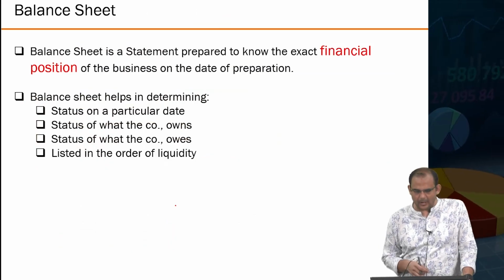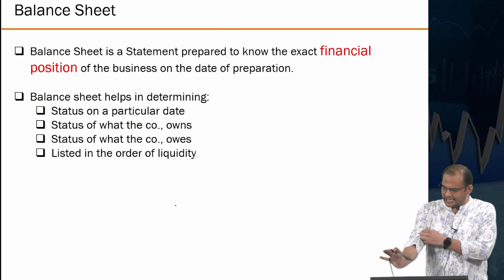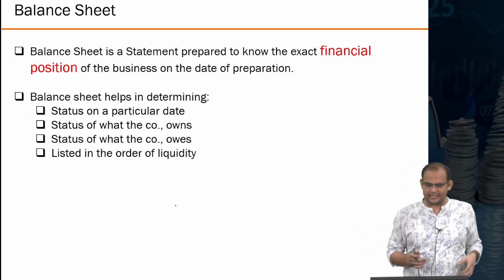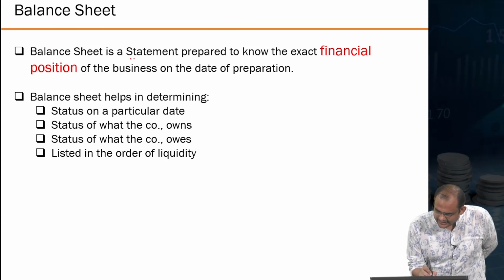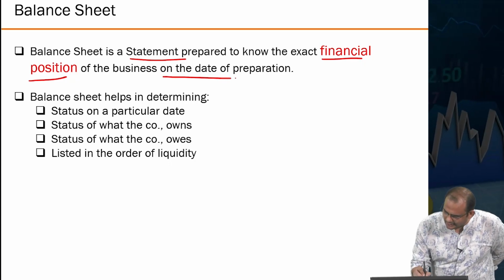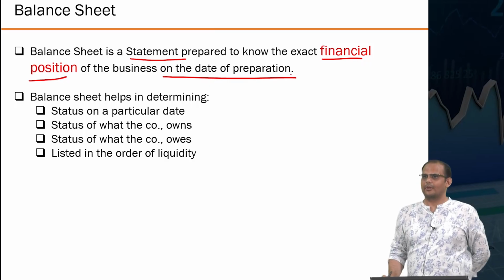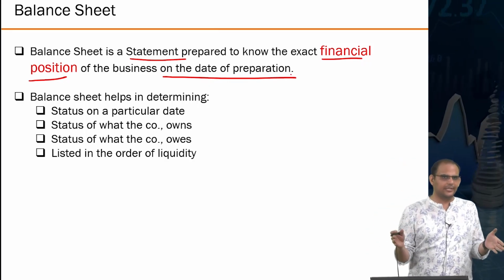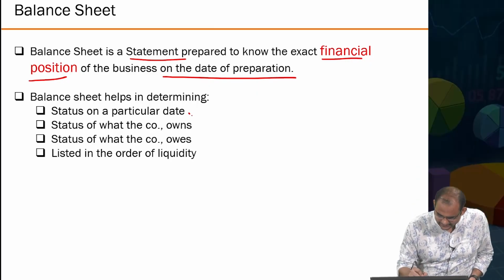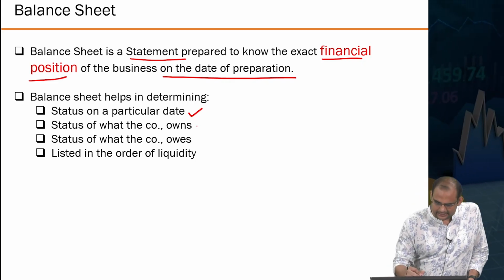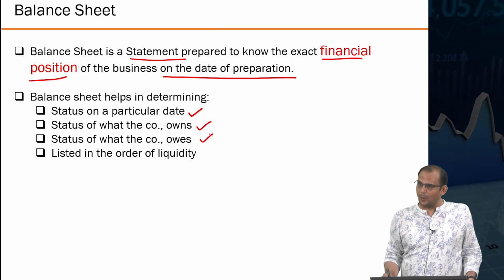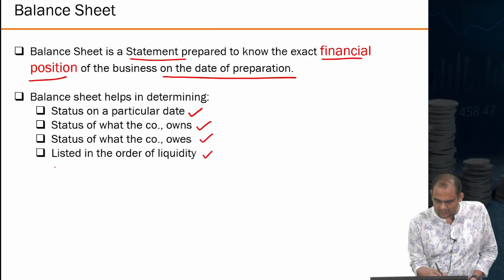Okay. All right. Now, balance sheet. Today I'm just showing you the examples of how to prepare everything. We will look into it in the next week. That's the main agenda. But a balance sheet is a statement prepared to know the exact financial position of the business on the date of preparation. P&L statement is for a duration. Balance sheet is for a specific date, right? It tells you the status on a particular date, the status of what a company owns, the status of what a company owes, and it tells you in order of their liquidity.